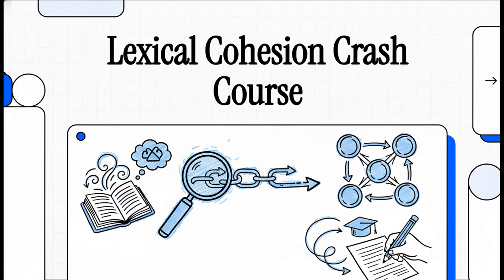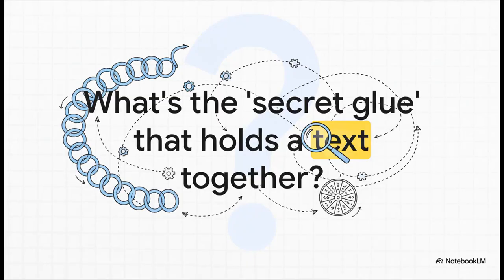Let's dive in. So, have you ever thought about it? A text isn't just a random bunch of sentences thrown together, right? There's this secret glue that connects all the ideas and makes everything flow. Today, we're going to decode that glue. And by the end of this, I promise, you're going to be spotting these connections like a pro. It's a total game changer for any analysis exam.